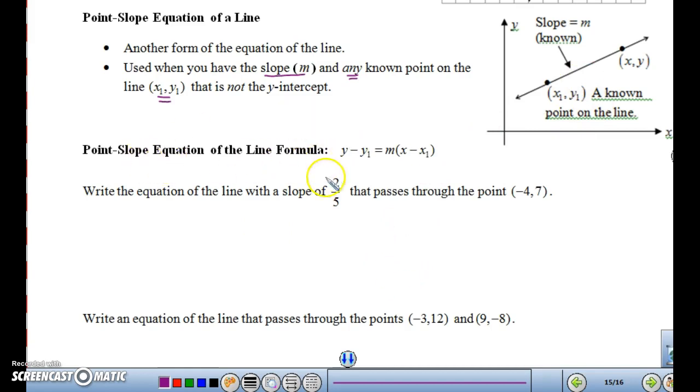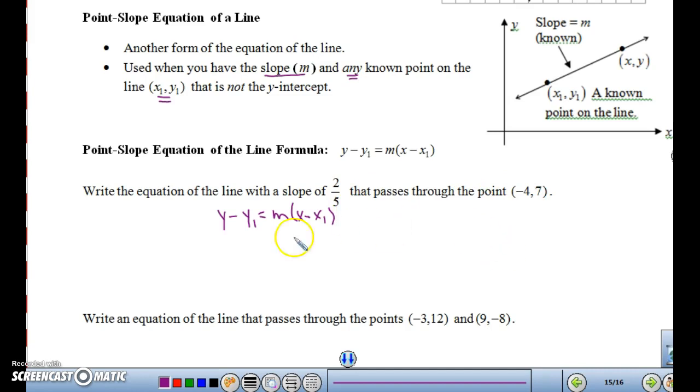Now, the point-slope equation of the line formula is y minus y1 equals m times x minus x1. x1, y1, remember, is just some point that we have to work with, and m is the slope. So, using my information that I have in this formula, y minus y1 equals m times x minus x1. Write the equation of a line with a slope of 2/5 that passes through the point -4, 7.